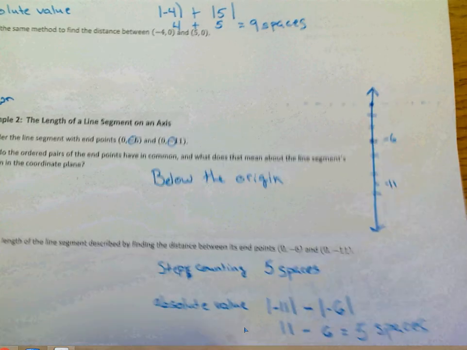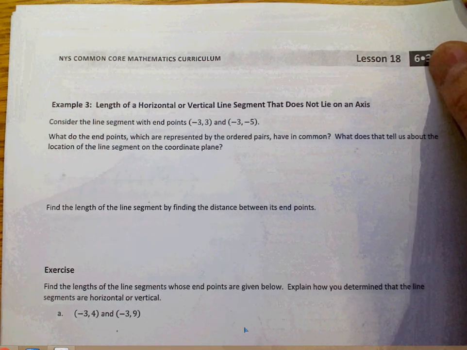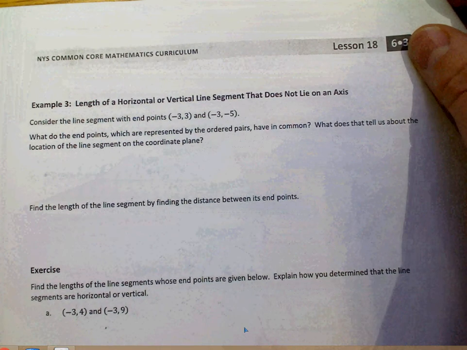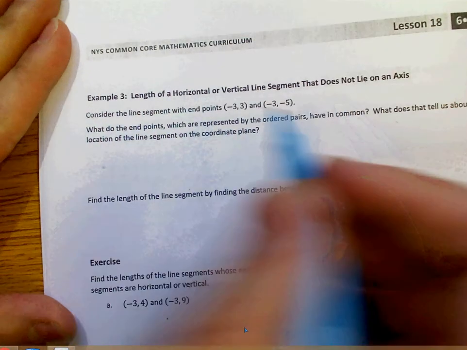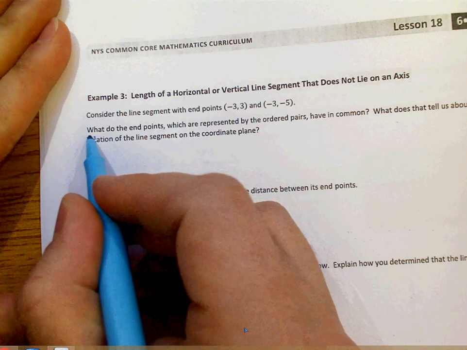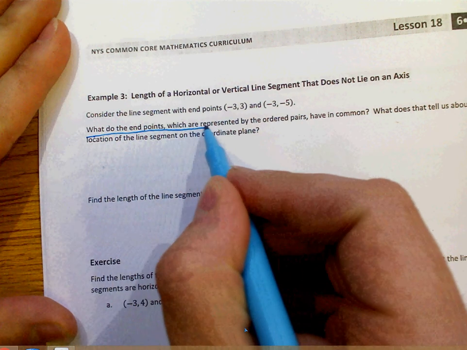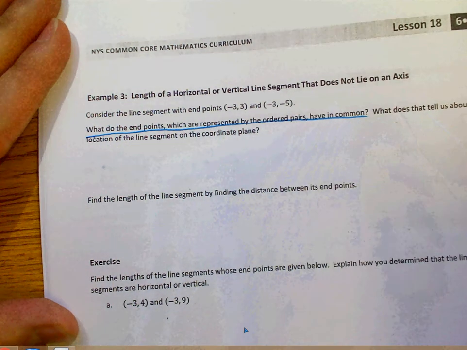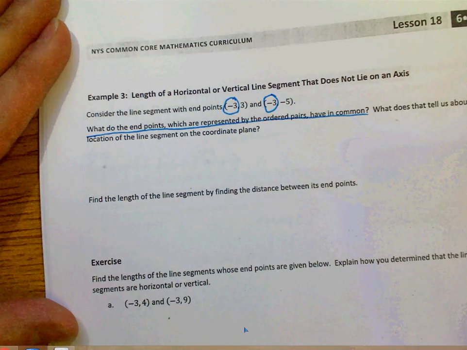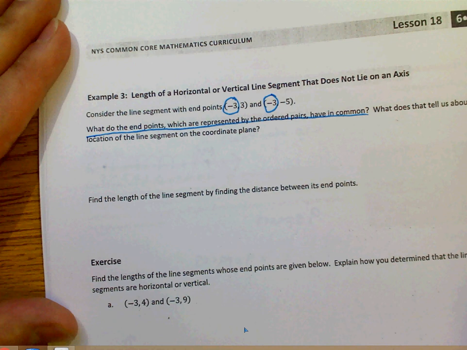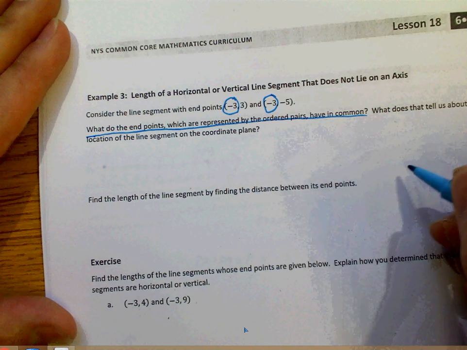Okay. So that's if we have numbers on the number line. What happens if they're not on a number line? How do we find those distances? Okay. Very first thing that you do is we check what they have in common. You see here we have a -3 in common. That tells us that it's to the left of our origin.